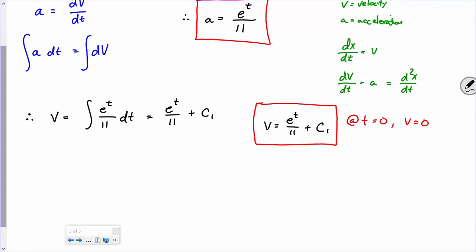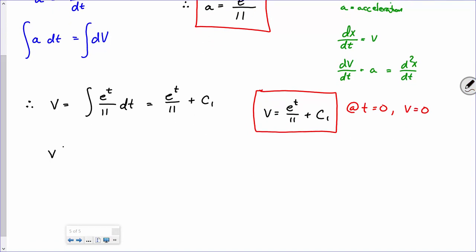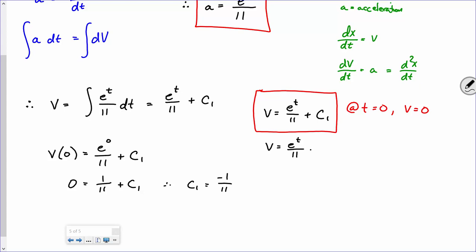So v at 0 is e to the 0 plus C1. That equals 0 on the left. What is anything raised to the 0? 1. So 1 plus C1 equals 0. What is C1? Minus 1, right? So another way of writing velocity is e to the t minus 1.